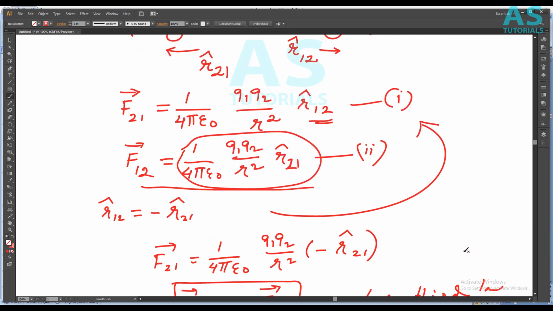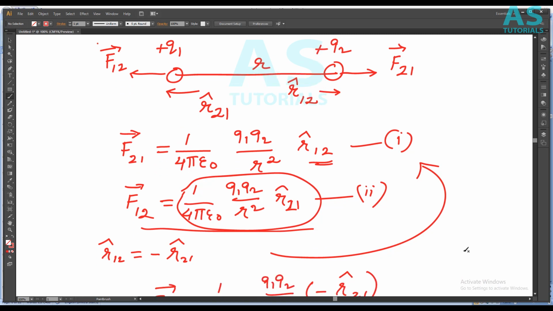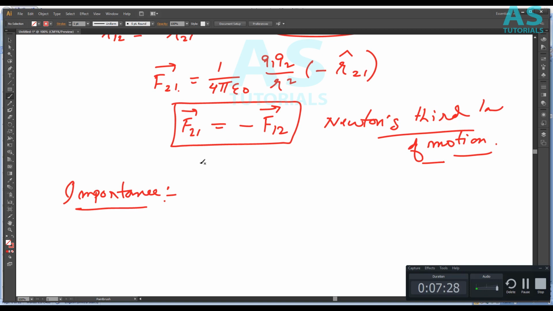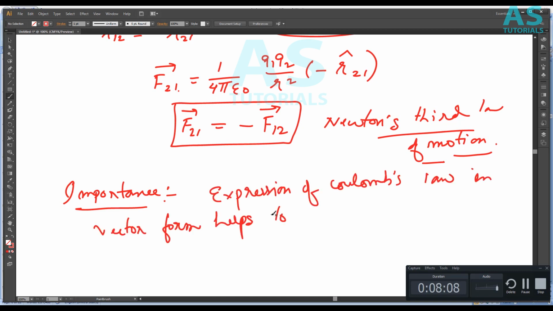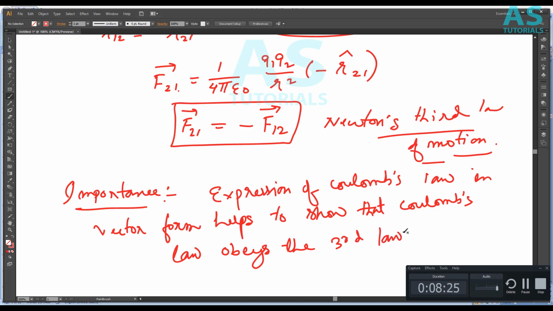The expression of Coulomb's force or Coulomb's law in the vector form can be represented either by equation number 1 or equation number 2. You can use any one of the two equations, 1 or 2, to represent Coulomb's law in the vector form. The importance of writing Coulomb's law in the vector form is that when you write in this expression, you can prove that Coulomb's law obeys the third law of motion.